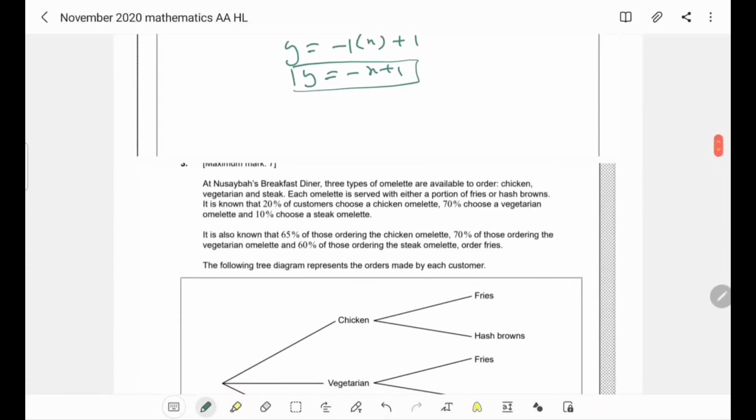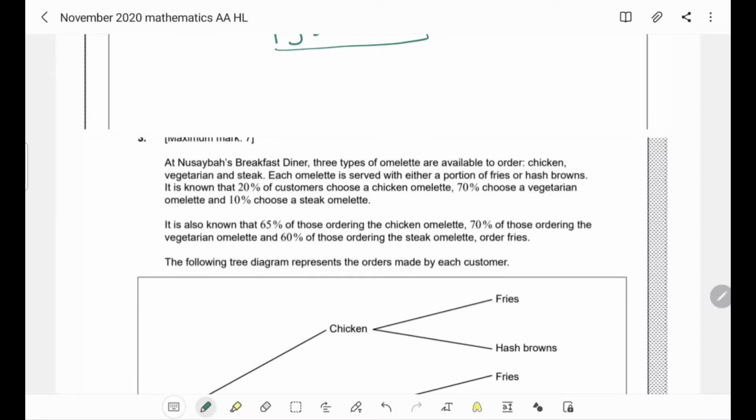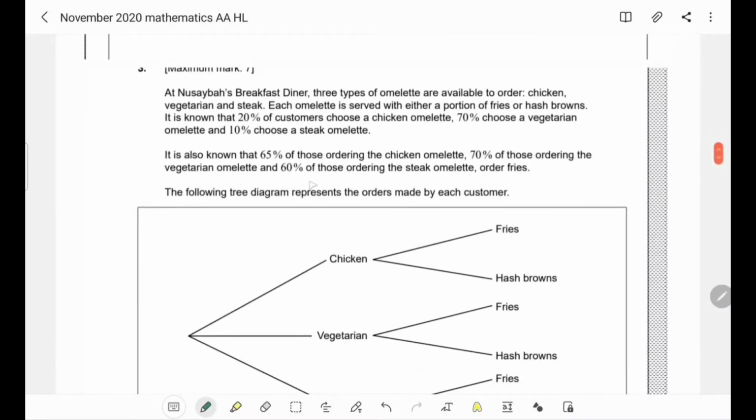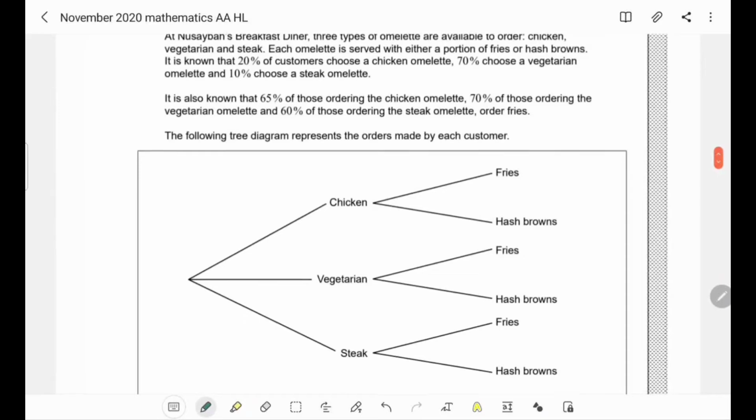Now the third one. At New Subia Breakfast Diner, 3 types of omelette are available to order: chicken, vegetarian, and steak. Each omelette is served with a portion of fries or hash browns. It is known that 20% of the customers choose a chicken omelette, 70% choose a vegetarian omelette, and 10% choose a steak omelette. It is also known that 65% of those ordering the chicken omelette, 70% of those ordering the vegetarian, and 60% of those ordering steak omelette order fries. The following tree diagram represents the order made by each customer.